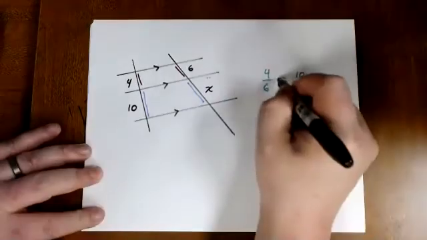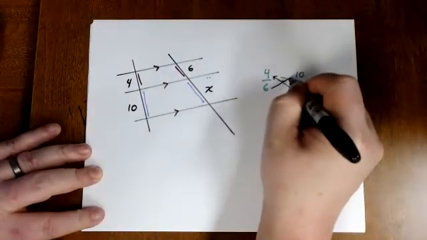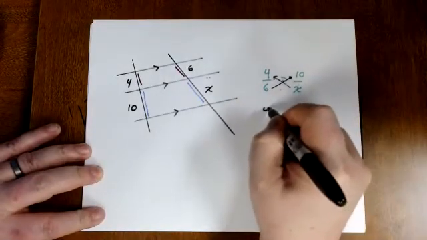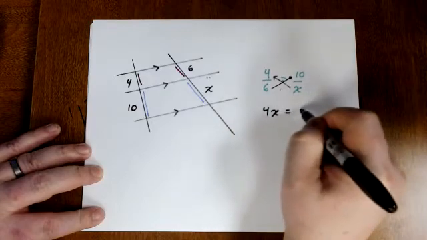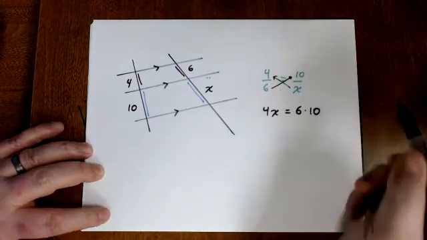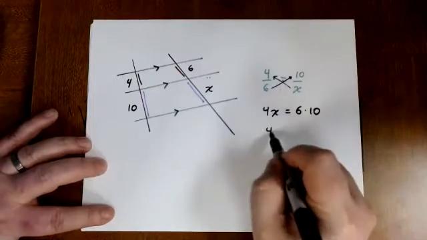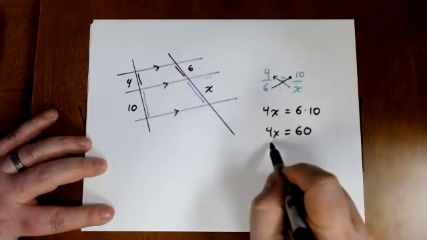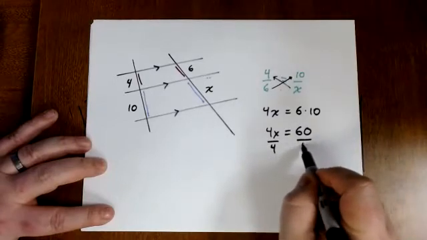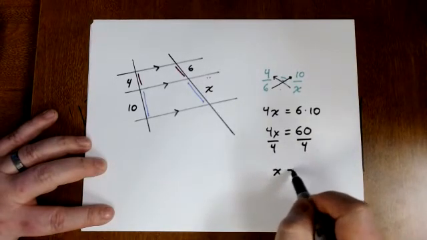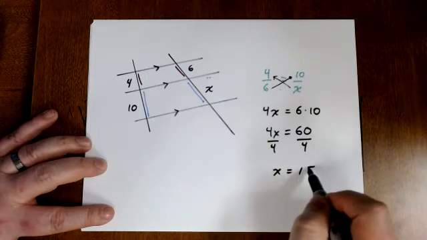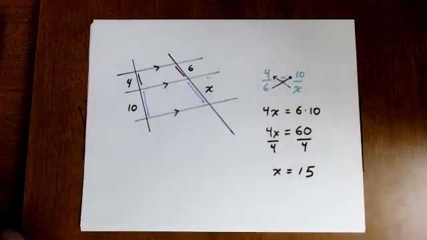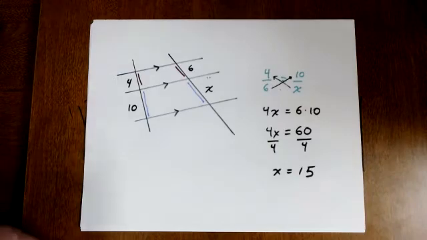Okay, so we're going to cross multiply. 4 times x is 6 times 10. So 4x equals 60. And now we divide by 4. And x is 15. Okay.